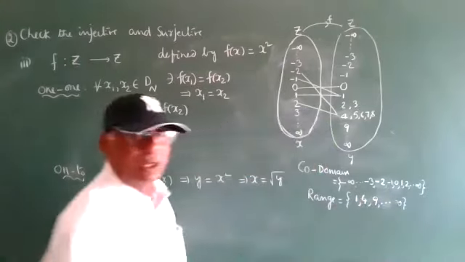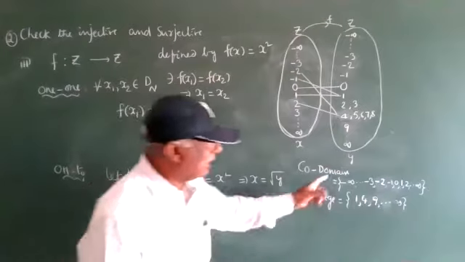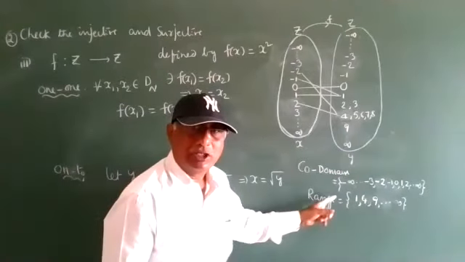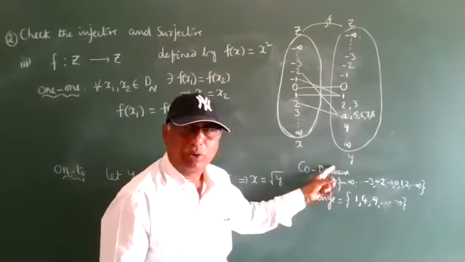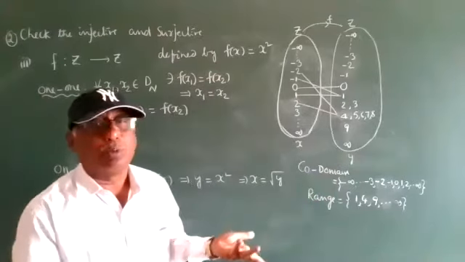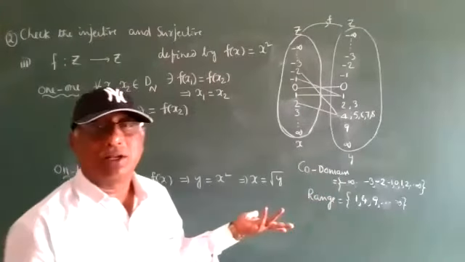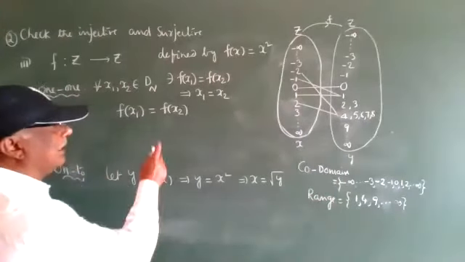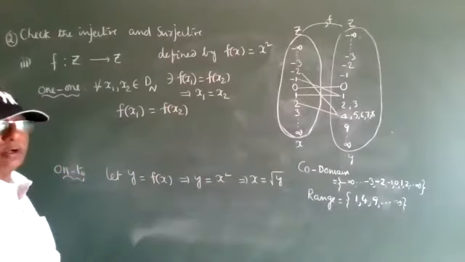Therefore negative values are not obtained. Codomain is not equal to range. Range is only the positive square values, while the codomain is negative and positive. Both are not equal, so it is not an onto function. Here it is not one-one and not onto.